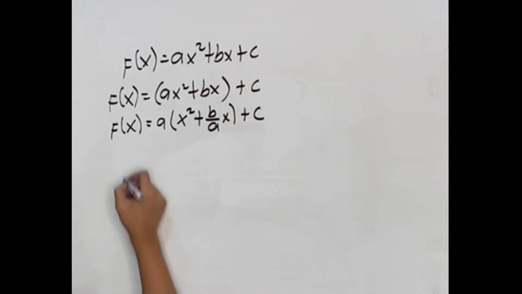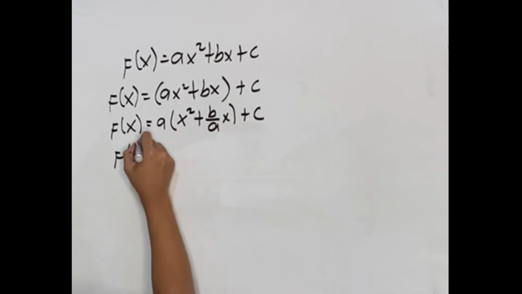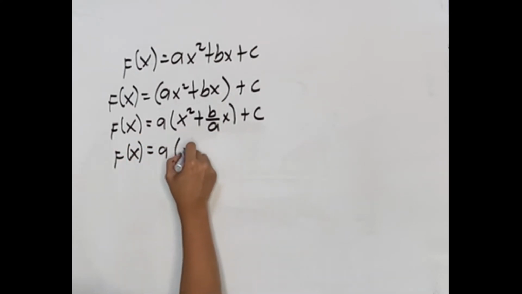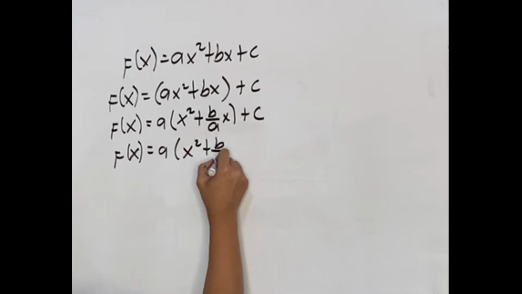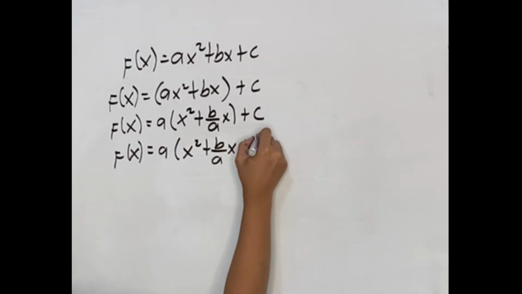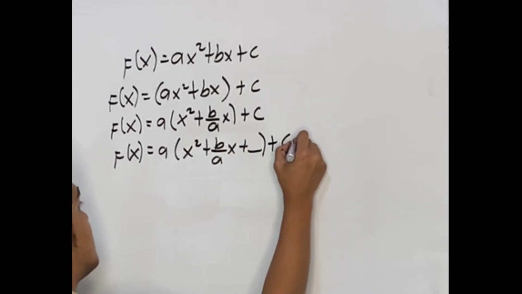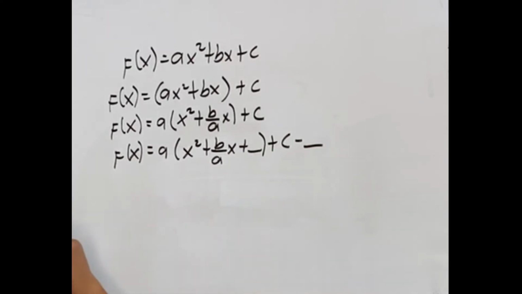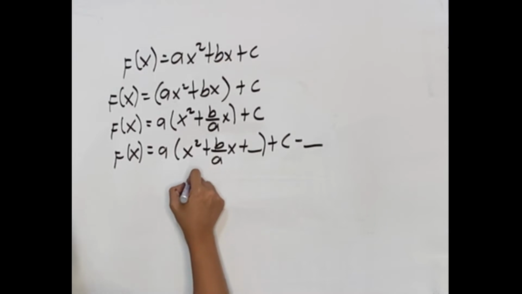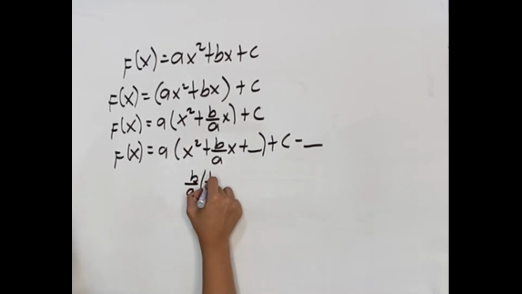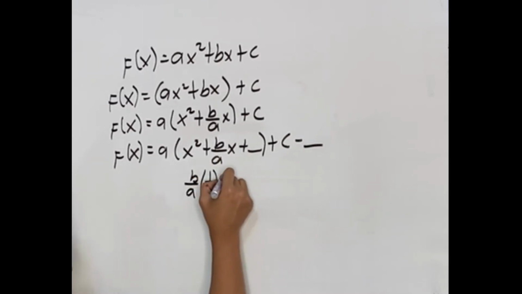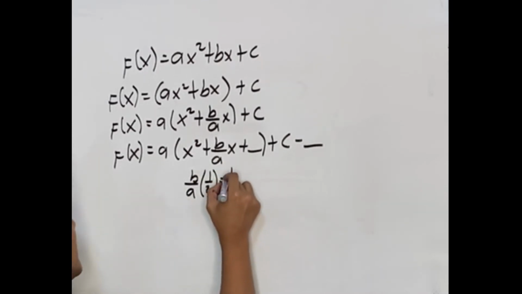Now let's complete the square. F of x is equal to a times x squared plus b over a x plus blank plus c minus blank. So in this case, we will complete the square. So we will be dividing or multiplying 1/2 to the linear term inside the parentheses. So you will be having b over 2a.